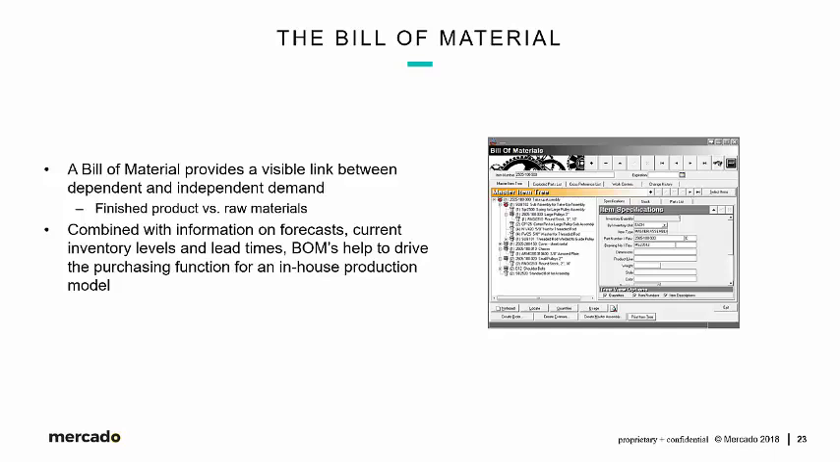Continuing on with this sequence, combined with information on forecasts, current inventory levels, and lead times, bills of material help to drive the purchasing function for an in-house production model. A couple of stops here on this particular bullet point. We've talked about forecasts. Put that to the side for a second. What do we mean by current inventory levels? Current inventory levels of raw materials.